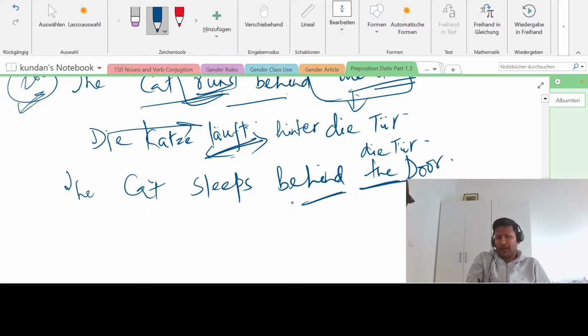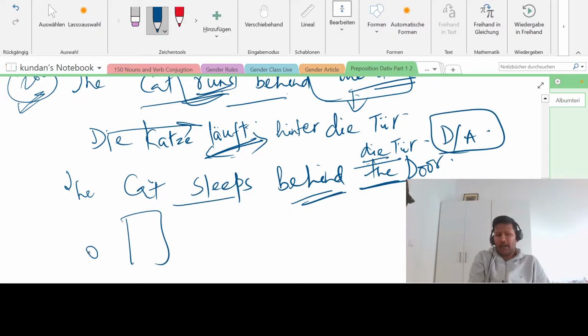The cat is all, this is the door and the cat is peacefully sleeping. Is the cat moving? No, the distance is constant, right? It's just here, right? So this is dative, right? It is the location of the cat. So I will say hinter, the die will change this time, right? The die in dative changes to what?